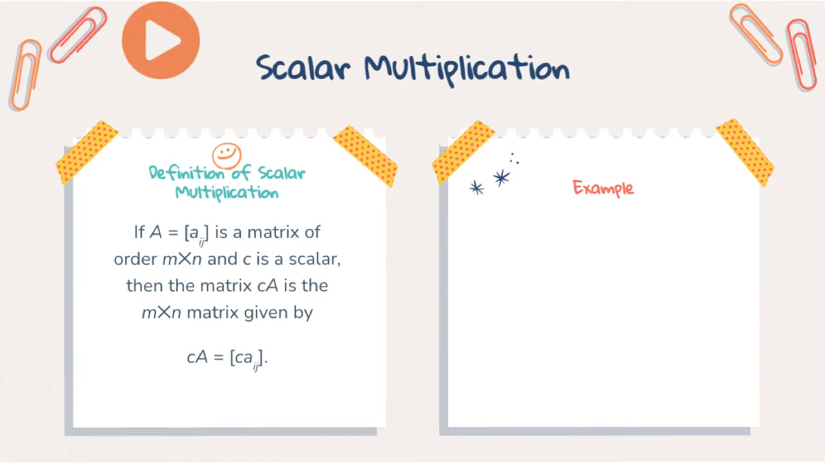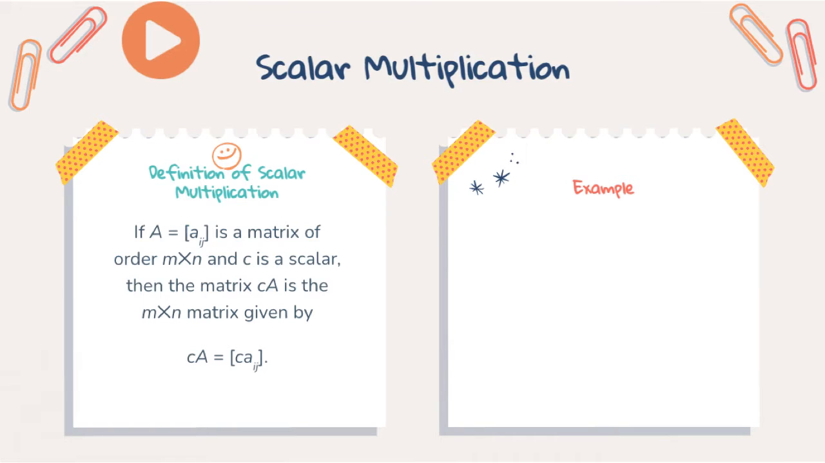Scalar multiplication. So now let's define scalar multiplication in mathematical terms. If A equals A sub ij is a matrix of order m by n, and C is a scalar, then the matrix CA is the m by n matrix given by CA equals C times A sub ij.